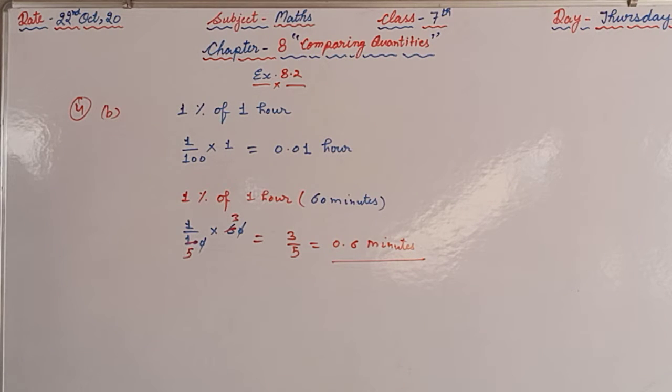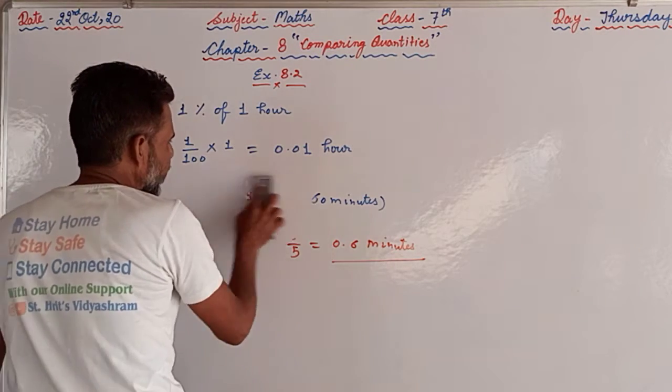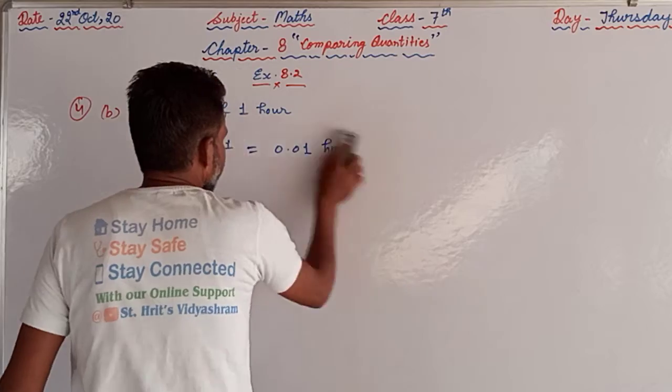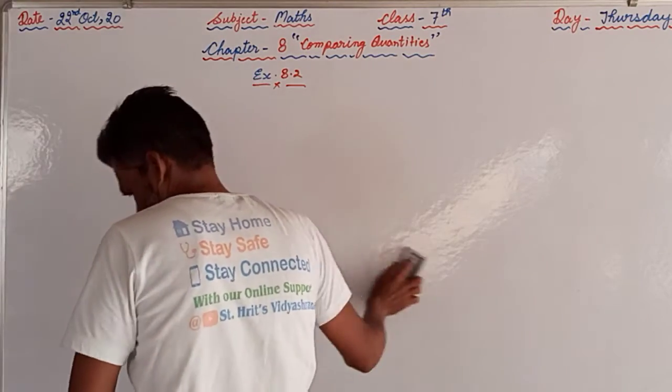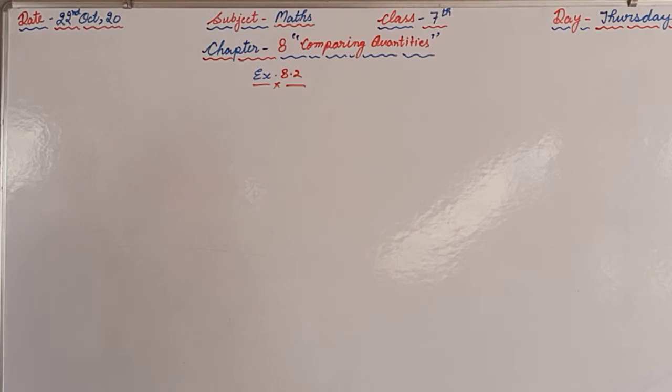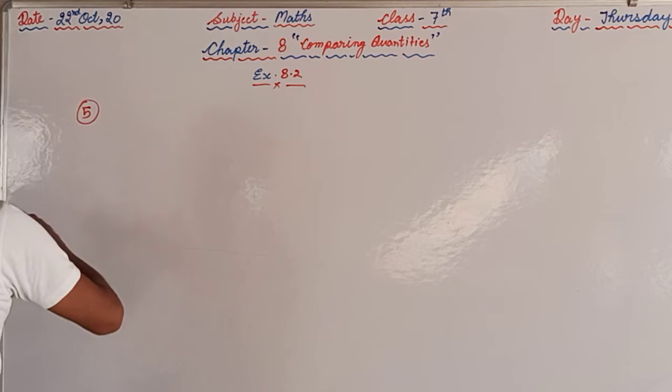The next part is 20% of rupees 2500, you can do directly. D, 75% of 1 kg. If you want the answer in 1 kg, then you are not supposed to change. If you want the answer in grams, then you are supposed to find 75% of 1000 grams, because in 1 kilogram there are 1000 grams. After that, we will discuss the next question, that is question number 5.